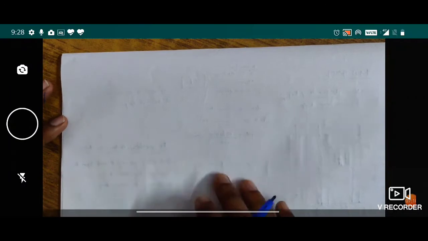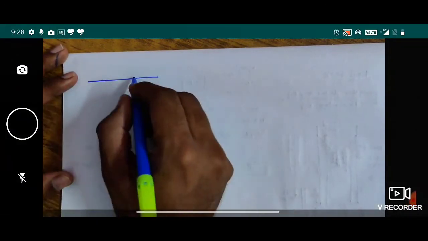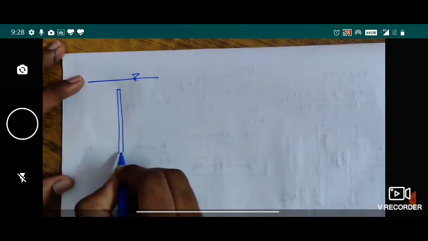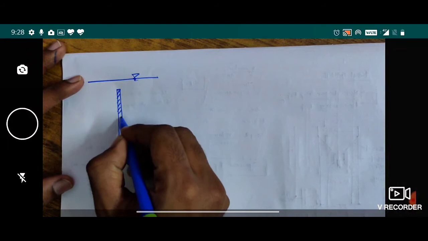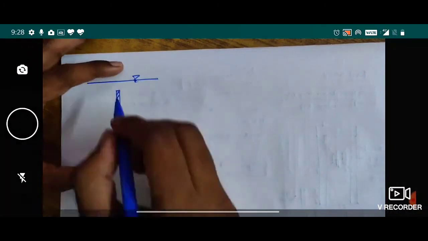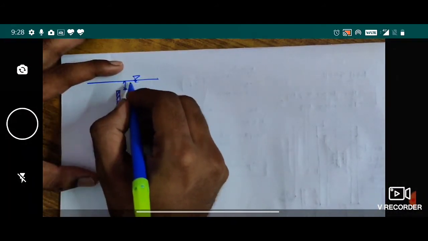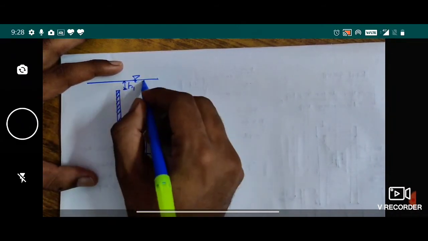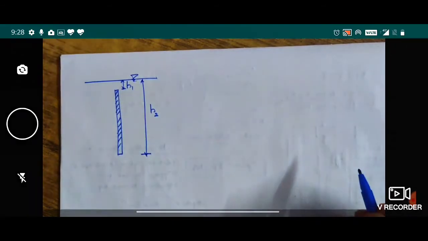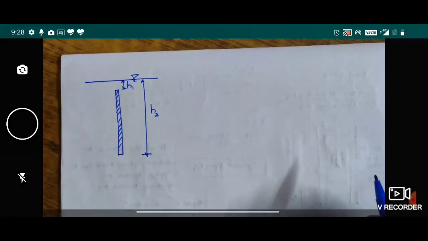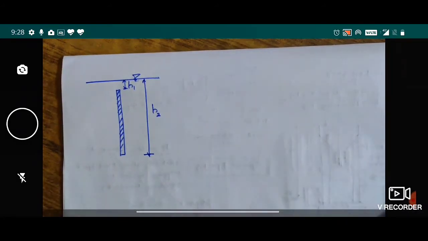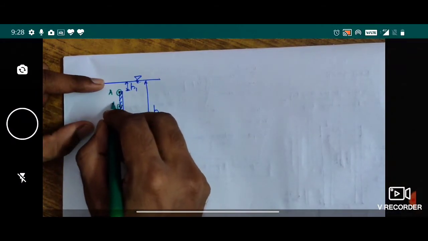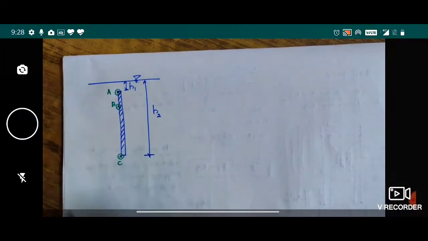Now if I check the next condition, that means I have the same free liquid surface, but now I am keeping the plane surface vertical like this. So the topmost point is at a depth of h1 from the free liquid surface, and the bottommost point is at a depth of h2 from the free liquid surface. So both are at different points. So now I can say that I'm taking different points just like earlier, point A, point B and point C.